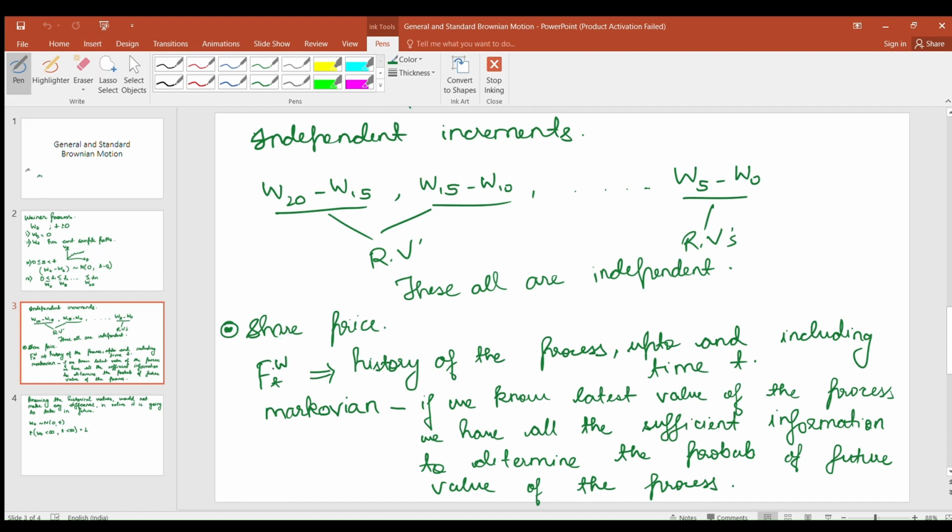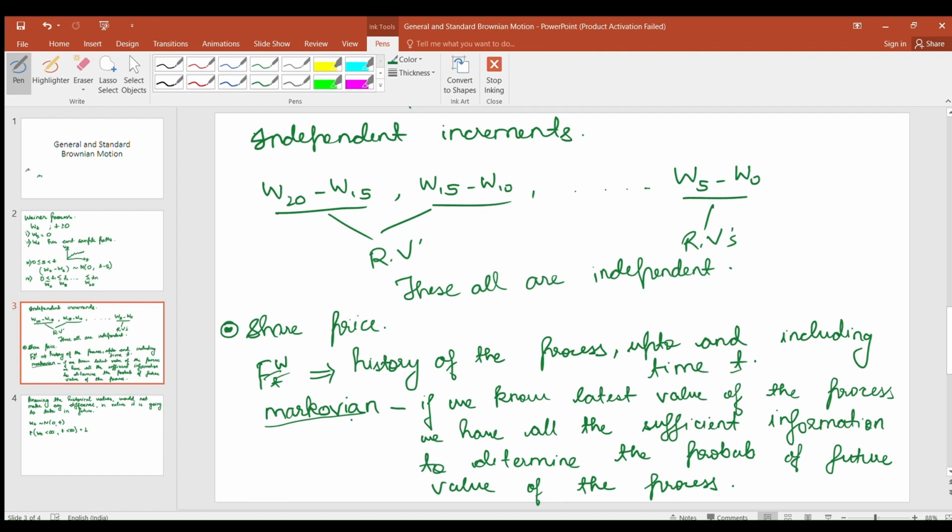Before we move forward, we should know about these two terms, which are F_t^W and Markovian. So F_t^W is nothing but the history of the process up to and including the time t. It is the value that contains all the information of the process W up to and including the time t. Okay, and what is Markovian?